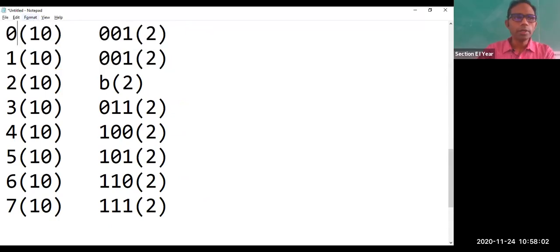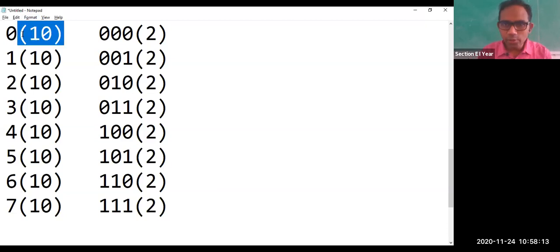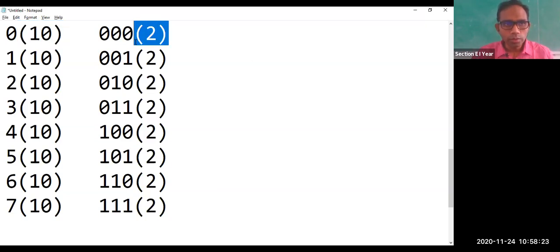So 0 in decimal number system, 0 in binary number system. So here 0, 1, 0. Now this is base 10. I can't write base value in notepad, that's why it is equivalent. You can write 0 to the base 10, 1 to the base 10, 2 to the base 10. Base 10 means a decimal number. Here base 2, the base 2 must be a subscript. Base 2 is a binary number.